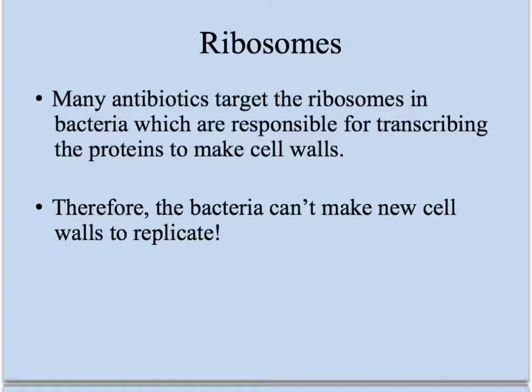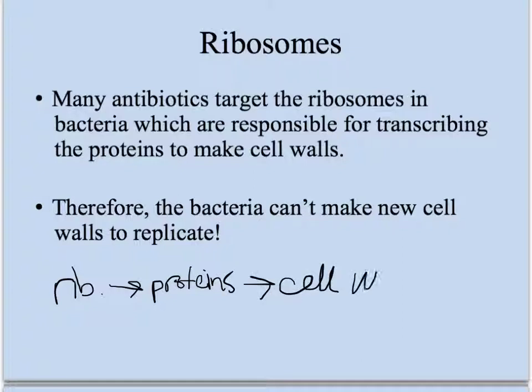Many antibiotics target the ribosomes in bacteria, which are responsible for making the proteins that make up the cell wall. So you have ribosomes, proteins, and these proteins make up the cell wall. If you take out the ribosomes, you're not going to get the cell wall. This means the bacteria can't repair itself, and it can't make new cell wall for its new replicate. So it can copy its DNA, but it can't make a new bacteria cell.